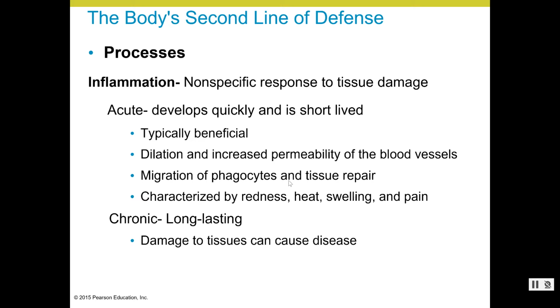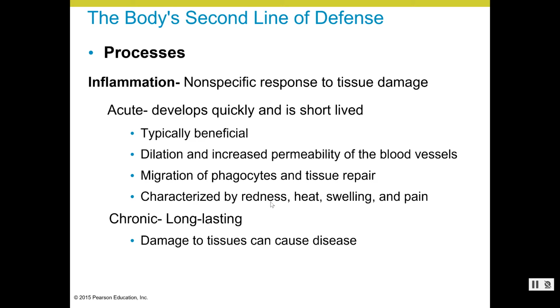We're also bringing in clotting factors if there was bleeding to repair. So tissue repair is coming in from that. You're getting extra nutrients to start the repair process. You're getting extra gases, oxygen, to help some of that repair process. So all of this stuff is usually beneficial. Now, how do you know you've got inflammation? Well, it's characterized by redness, heat, swelling, and pain.